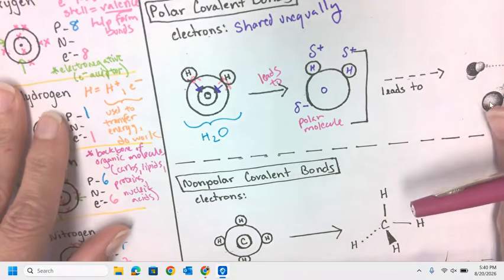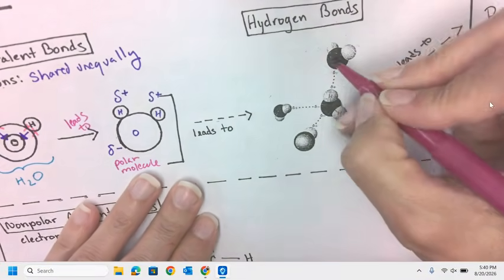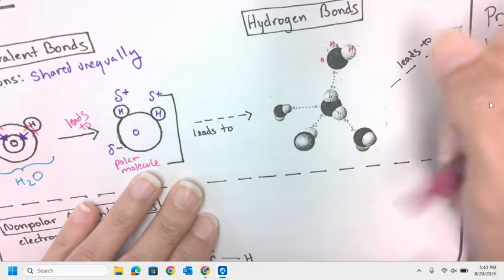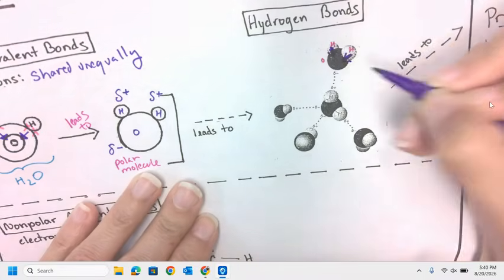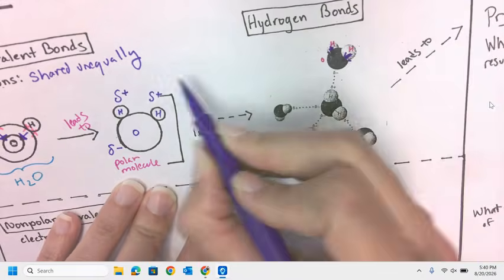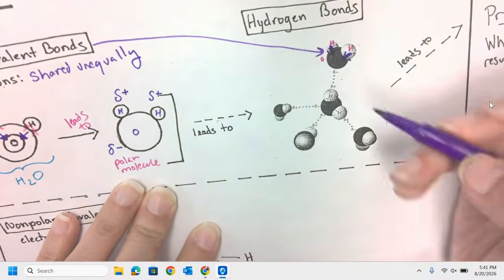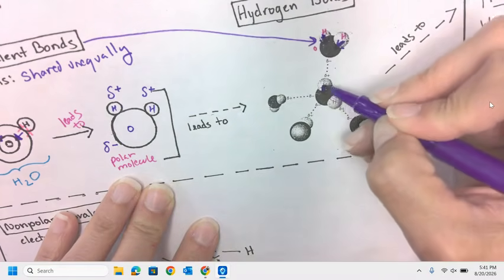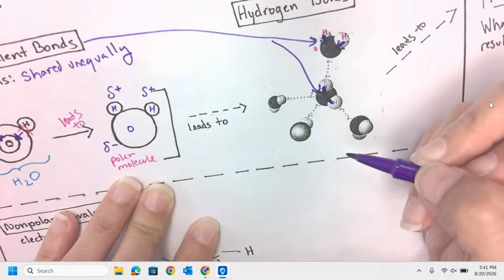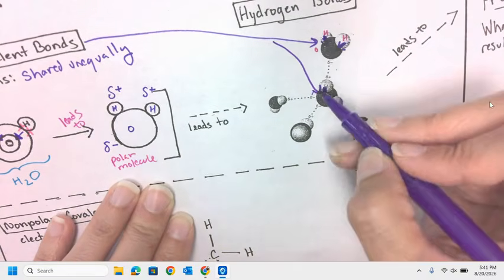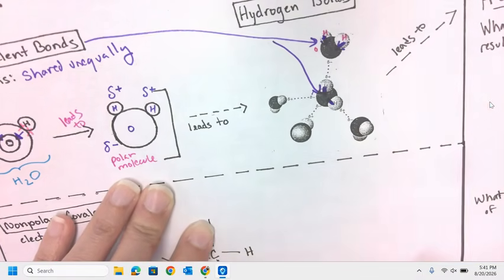With hydrogen bonds, in the water molecule right here, again, this is the oxygen and these are the hydrogens, the electrons spend more time with the oxygen. So these bonds right here are the polar covalent bonds. Here's another water molecule. These bonds between the hydrogen and the oxygen of one water molecule are polar covalent bonds. Inside one water molecule, you have polar covalent bonds.